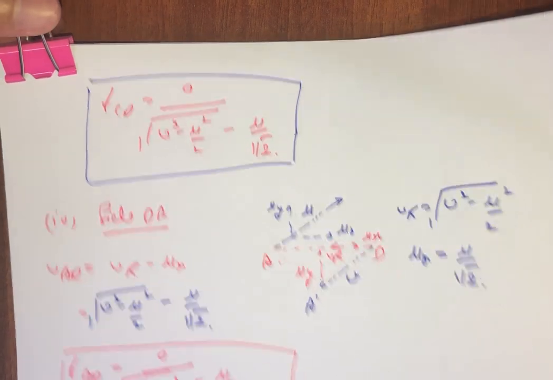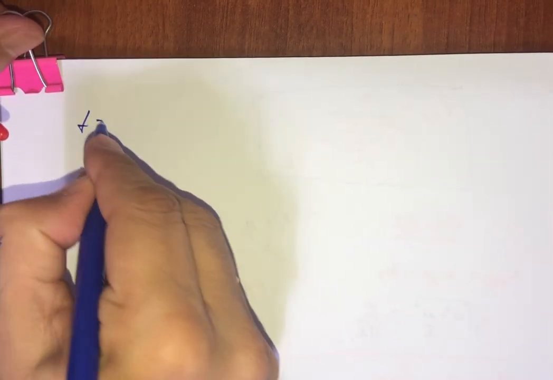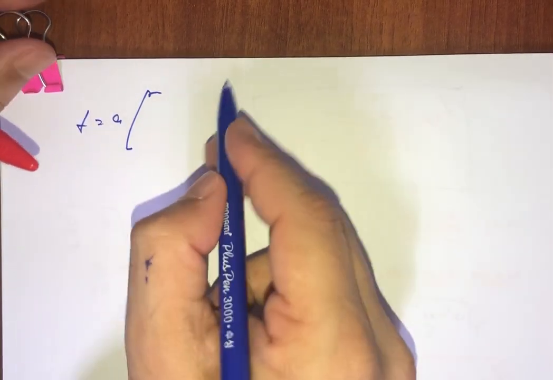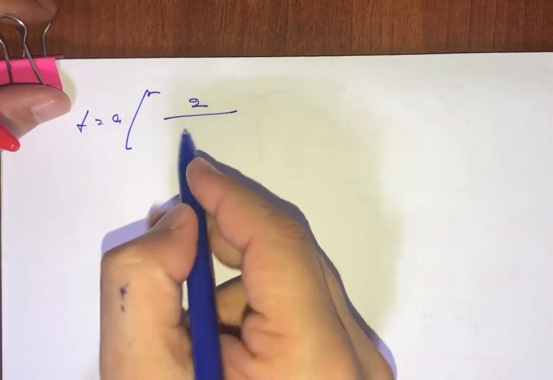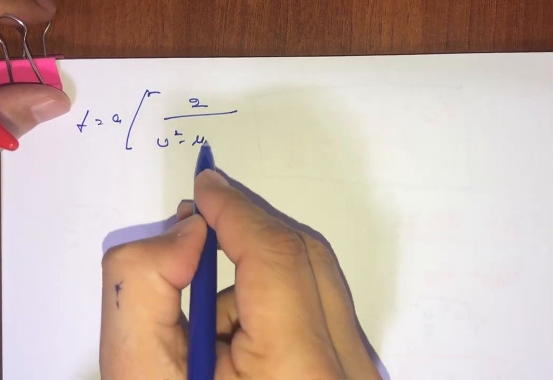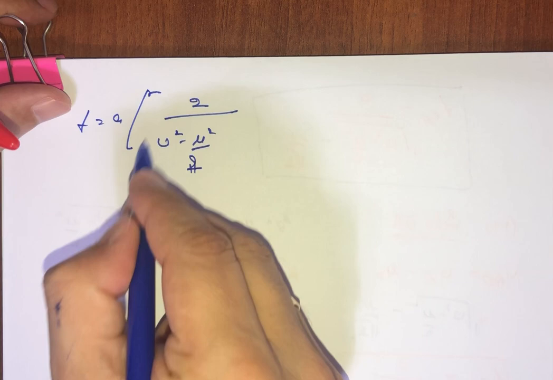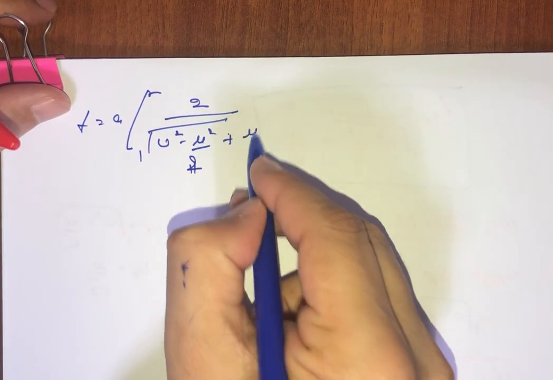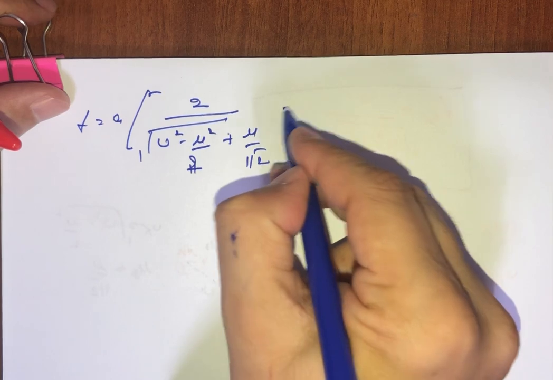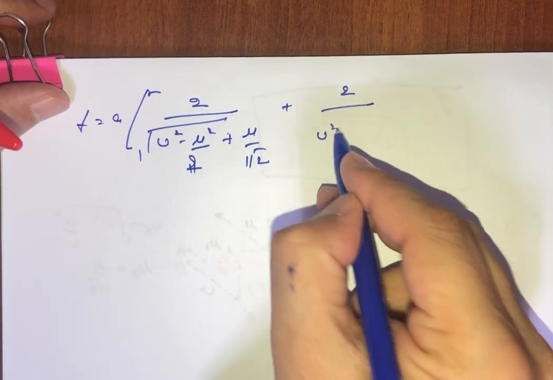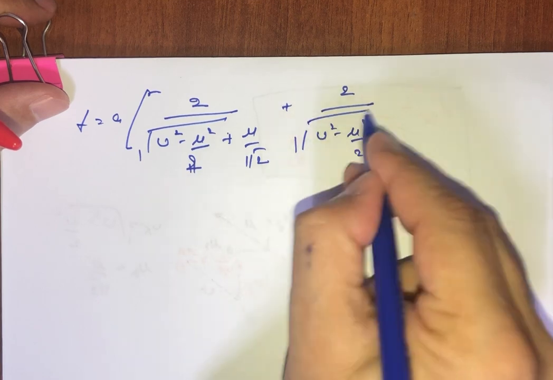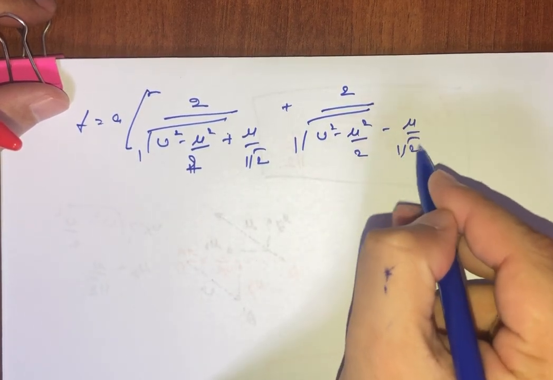Now the rest is simple mathematical calculation, so we can solve it, and its solution will be given as T is equal to, we take A as common, 2 divided by square root of (v square minus u square divided by 2) plus u divided by square root of 2, plus 2 divided by square root of (v square minus u square divided by 2) minus u divided by square root of 2.